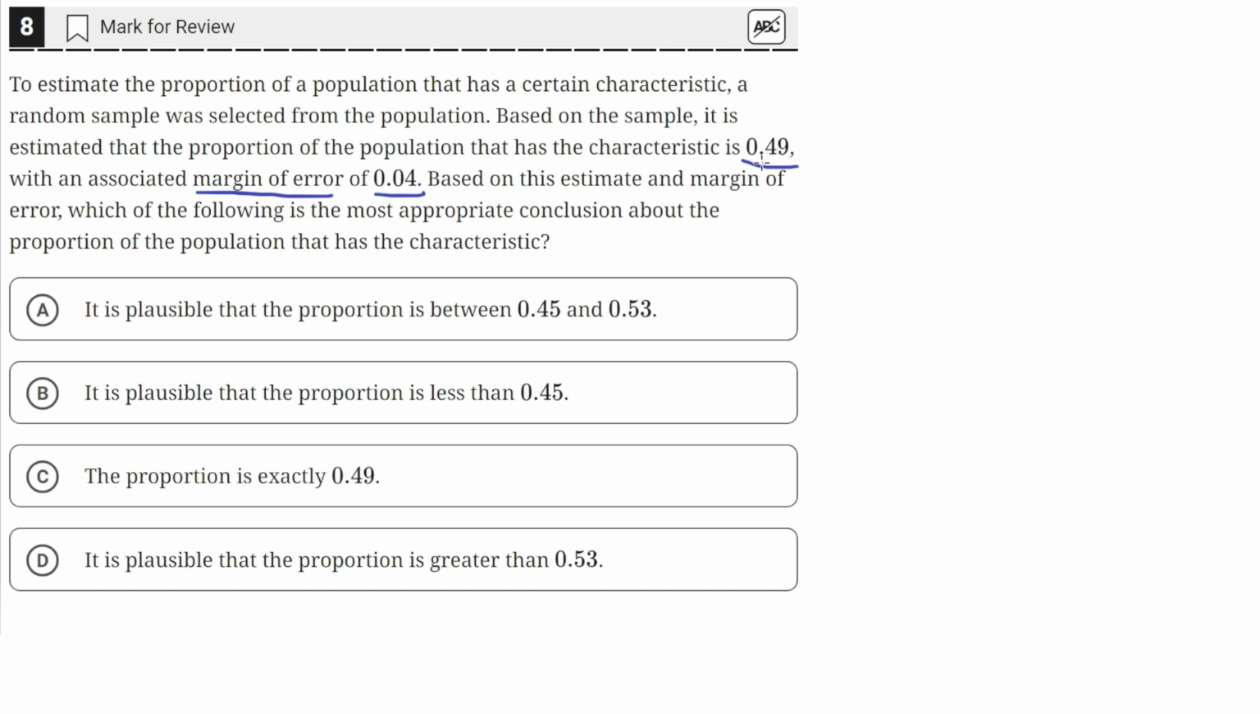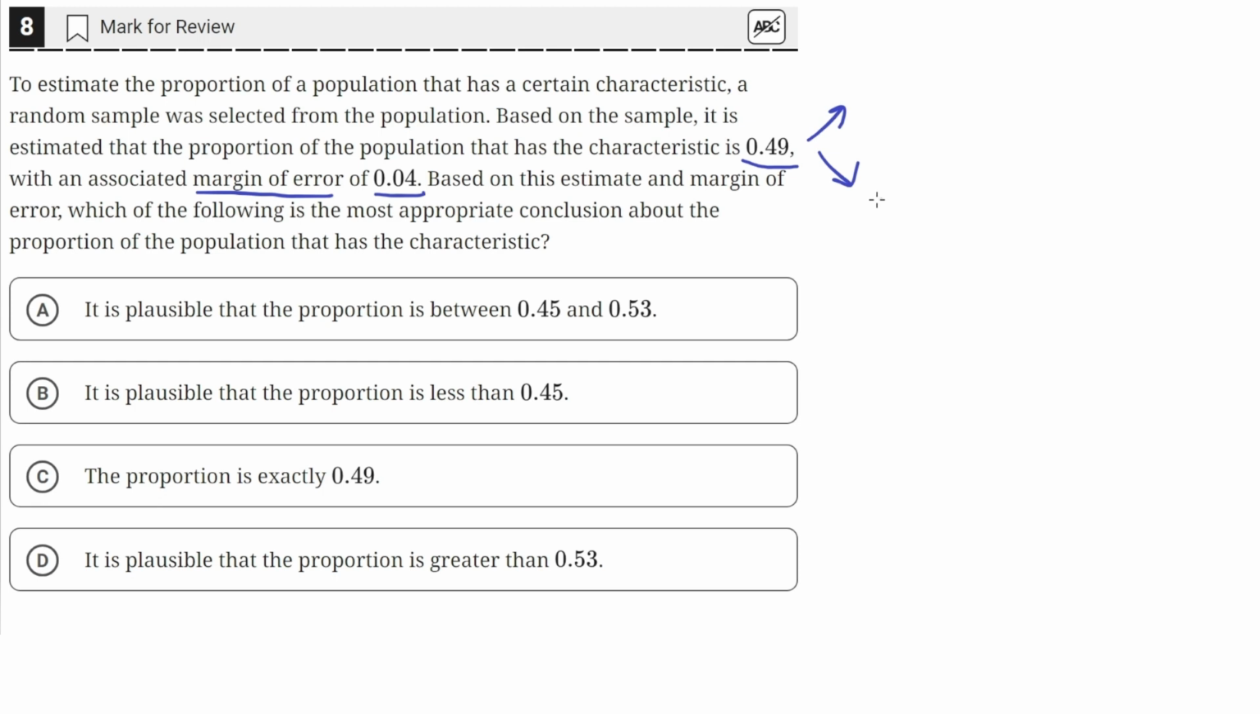Okay, so the proportion of the population with the characteristic is 0.49, but there's a margin of error of 0.04. This means that the interval for plausible values of the proportion of the population that has the characteristic will be 0.04 less than 0.49 and 0.04 greater than 0.49.